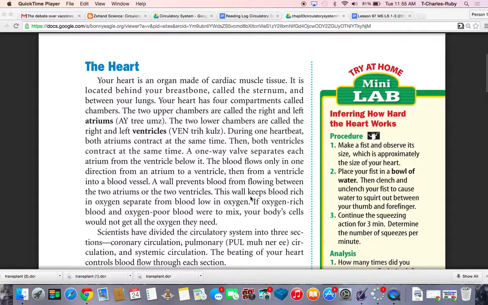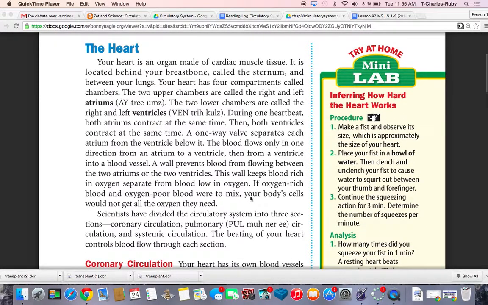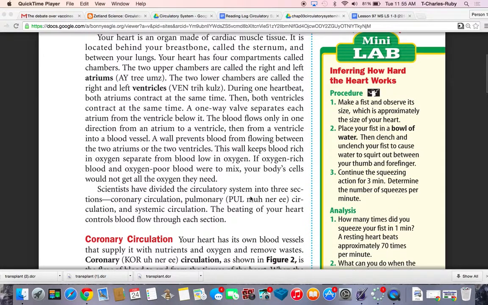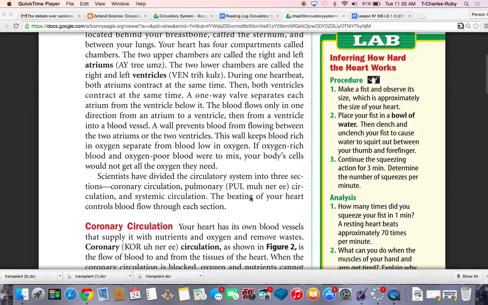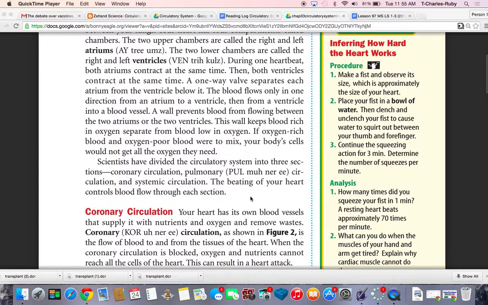This wall keeps blood rich in oxygen separate from blood low in oxygen. If oxygen-rich blood and oxygen-poor blood were to mix, your body's cells would not get all the oxygen they need. Scientists have divided the circulatory system into 3 sections: coronary circulation, pulmonary circulation, and systemic circulation. The beating of your heart controls the blood flow through each section.